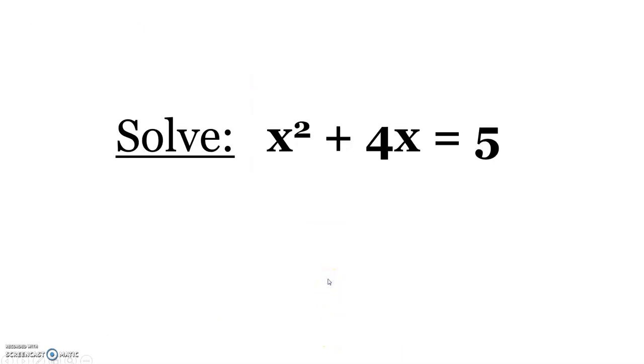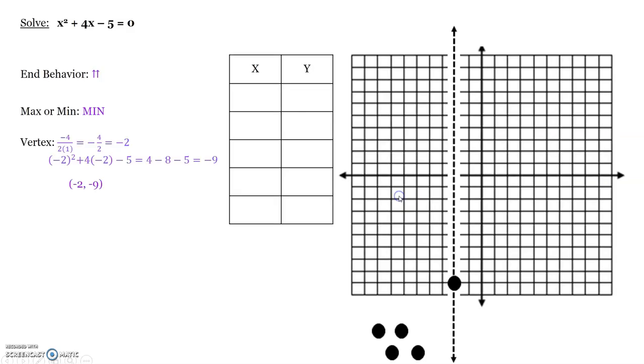So let's go to another example. I have x squared plus 4x equals 5. Right now, you should be looking and saying, not everything is over on the left side, which means the first thing I need to do is subtract 5 from this side, so then I have 0 left over. So your new equation is x squared plus 4x minus 5 equals 0, which is exactly how I have it written here.